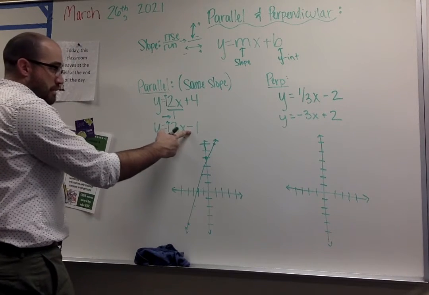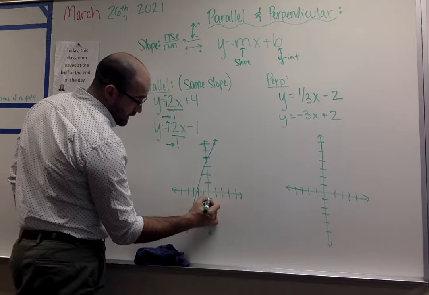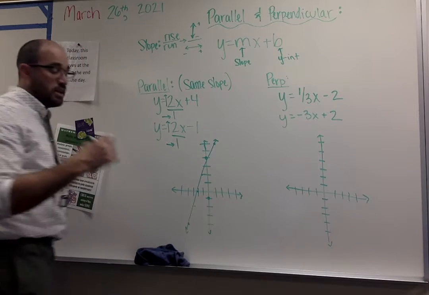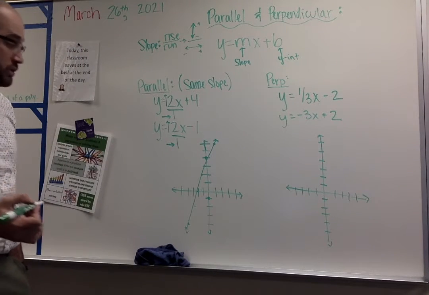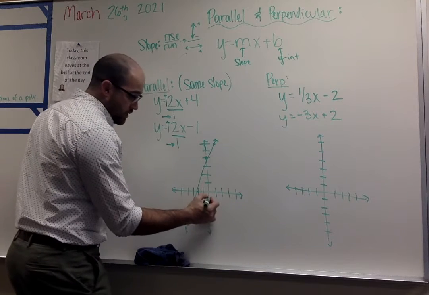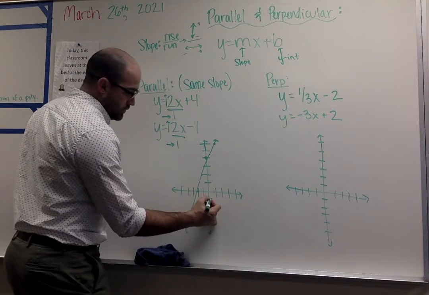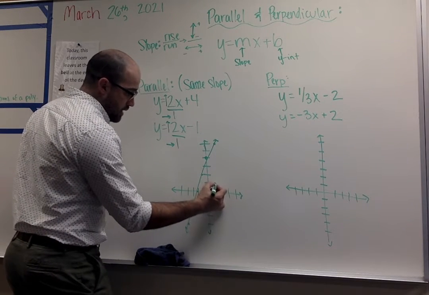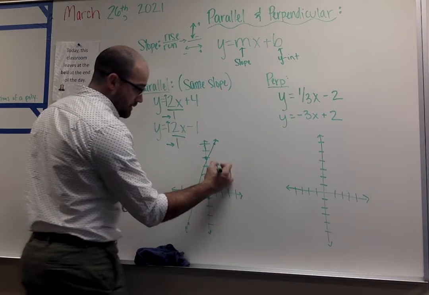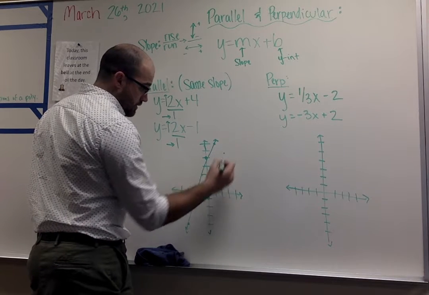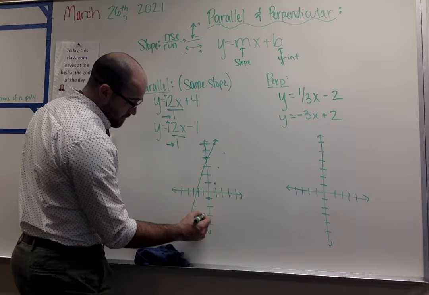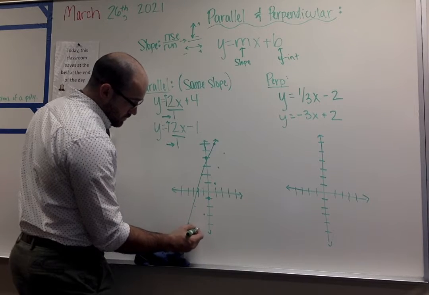I'm going to start at my y-intercept of negative 1. Again, the key thing is make sure you are starting at your y-intercept and then doing your slope. So I started at negative 1 on the y-axis. Positive 2 tells me to go up 2 to the right 1, up 2 to the right 1, up 2 to the right 1, forever and ever. Opposite direction would get me somewhere in here.